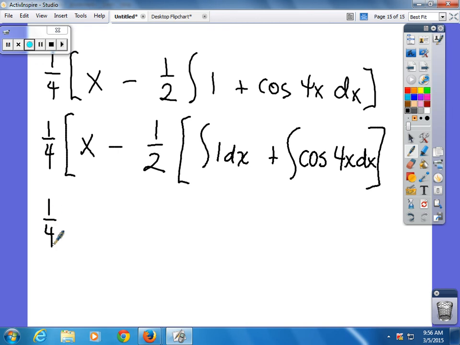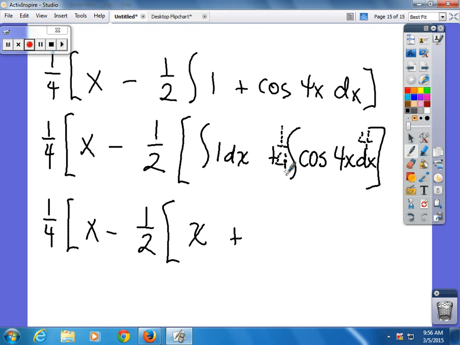That'd be 1/4 x minus 1/2 bracket. Antiderivative of that's going to be x plus, and then cosine of 4x dx, we need a 4 here and a 1/4 here. And the antiderivative of the cosine is the what? The sine, so that'd be 1/4 sine of 4x plus c.